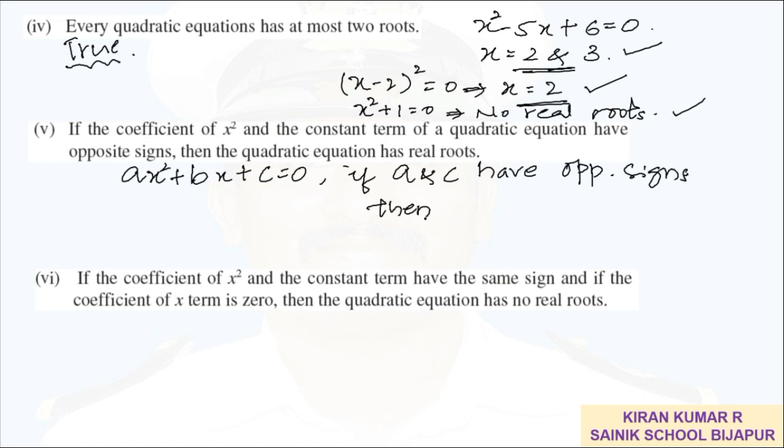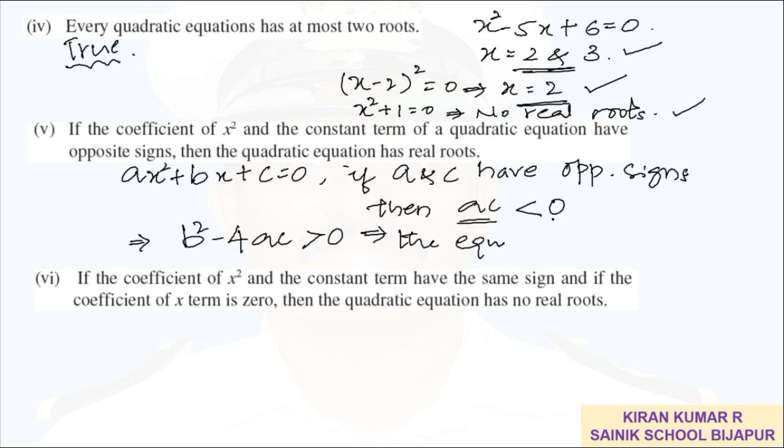then what will be the product ac? Product ac will become less than 0. This implies the discriminant b square minus 4ac will become larger than 0. When the discriminant value is greater than 0, the quadratic equation has real roots. So with this conclusion, I can say that the given statement is true.